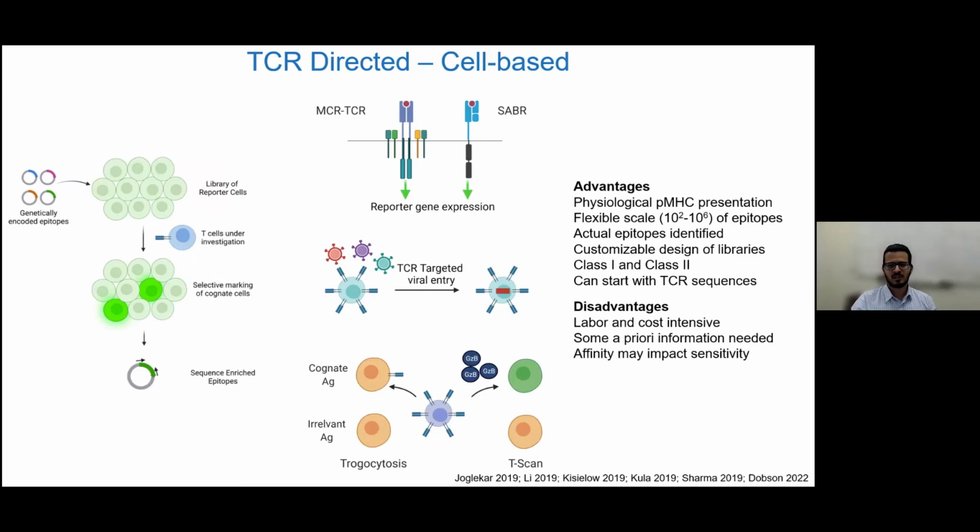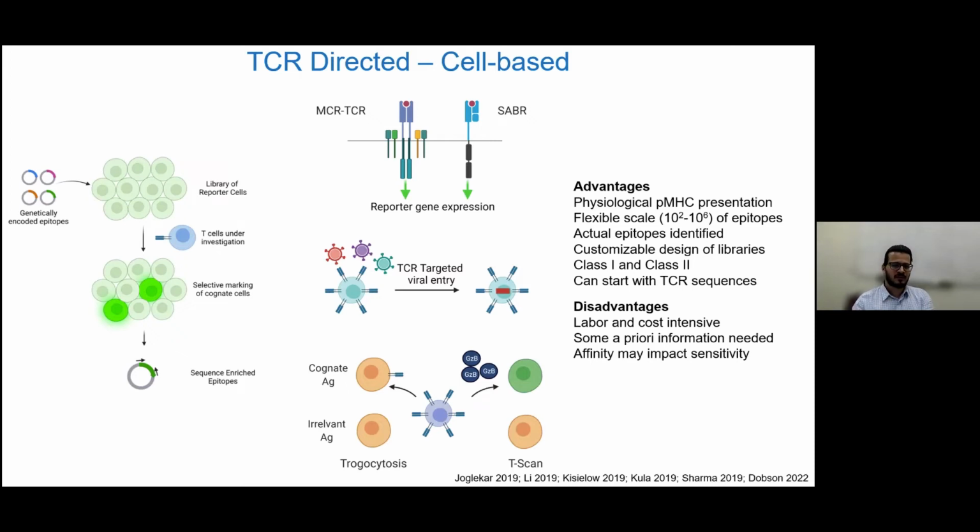And the advantage here is the peptide MHC presentation is physiological because it's on the surface of a cell. It also offers flexible scale, so one can go from hundreds to hundreds of thousands of epitopes. And because you can custom design the libraries that you're presenting on these cells, you can actually identify the actual biological epitopes of the TCRs. And these methods are often flexible to be used for both class 1 and class 2. And really all you need to start with are TCR sequences.